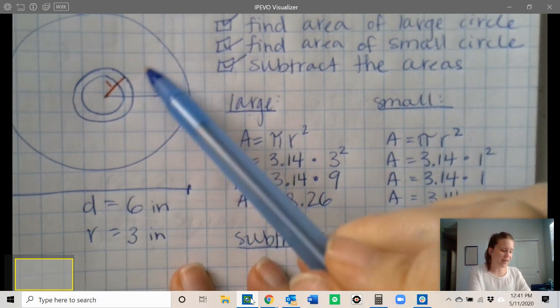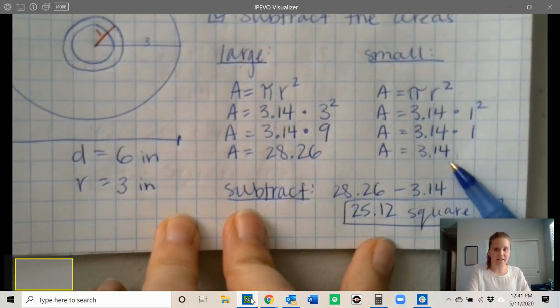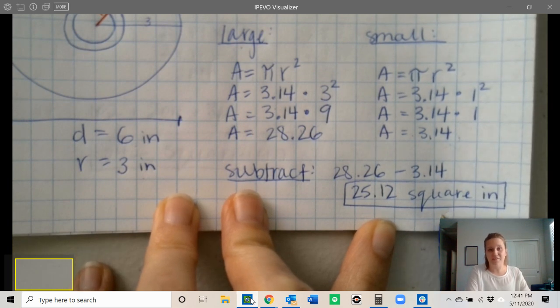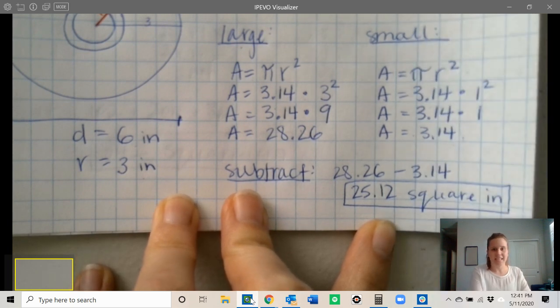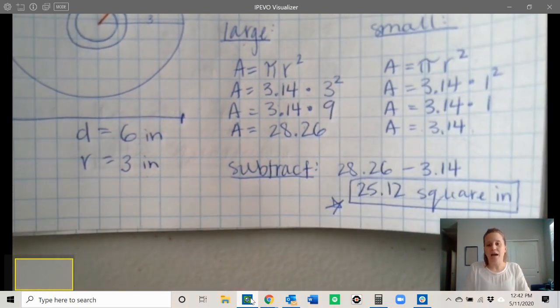To find the area of just the tape, I'm going to go ahead and subtract the larger area minus the smaller one. And I got, here's my final answer, 25.12 square inches. Put a star on your paper if you got it. Really nice work. What a rigorous question.